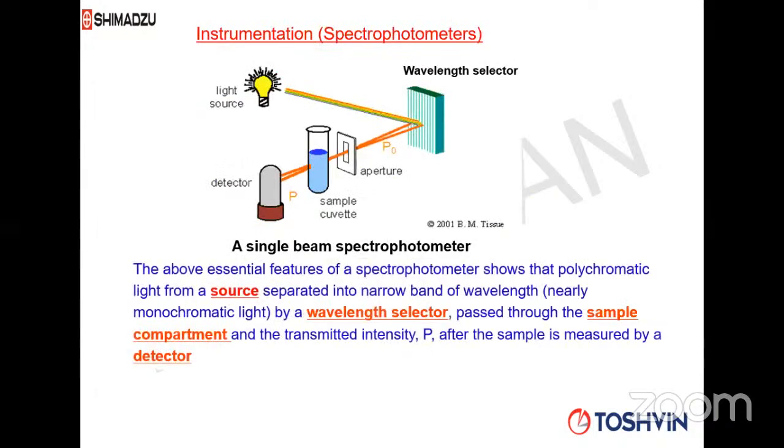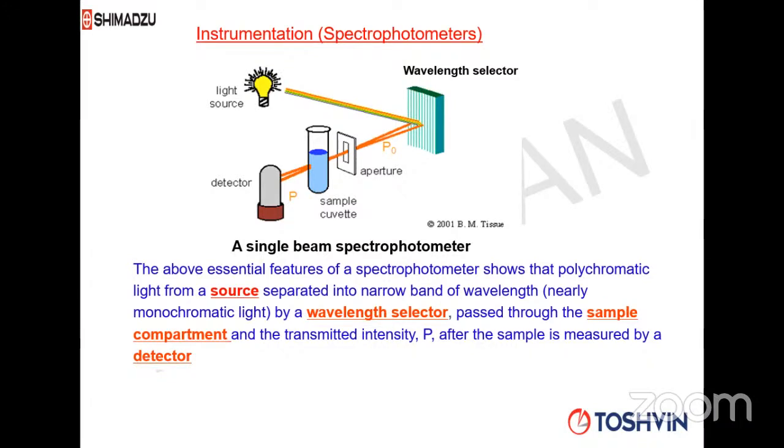So this is exactly what I told you. There is a source of light, and that source is giving out light, which is polychromatic. And that is coming and falling on the monochromator. The monochromator is called the wavelength selector, and it is converting the polychromatic light into monochromatic light. This monochromatic light will pass through the sample compartment, and finally, it will go to the detector. What you see here in this slide is called a single beam spectrophotometer.